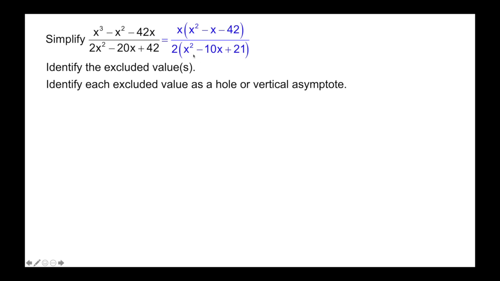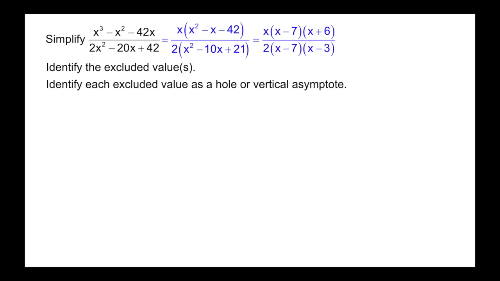From here, I want to see if I can factor further. So when I try to factor that further, the top here is going to end up giving me x minus 7 and x plus 6. In the denominator, if I factor this, I get x minus 7 and x minus 3. So here, I will be able to state my excluded values.